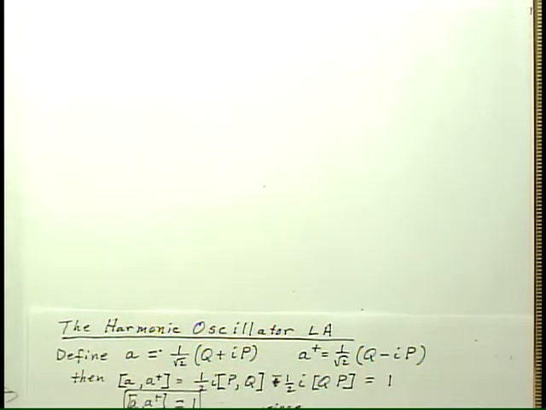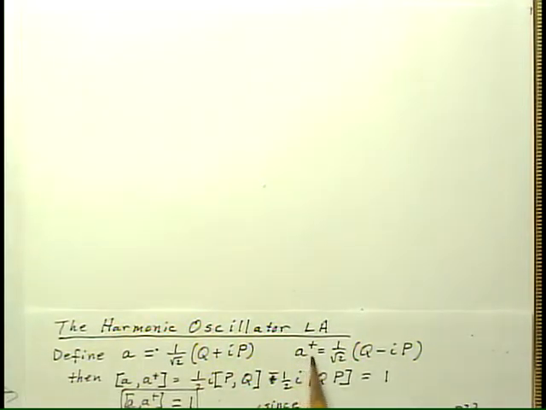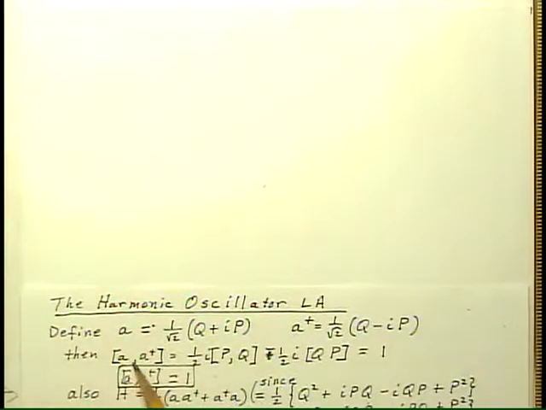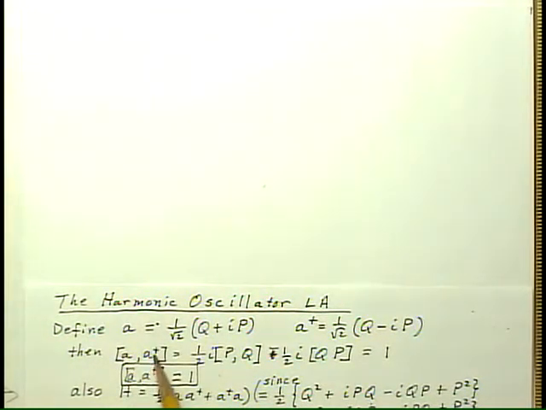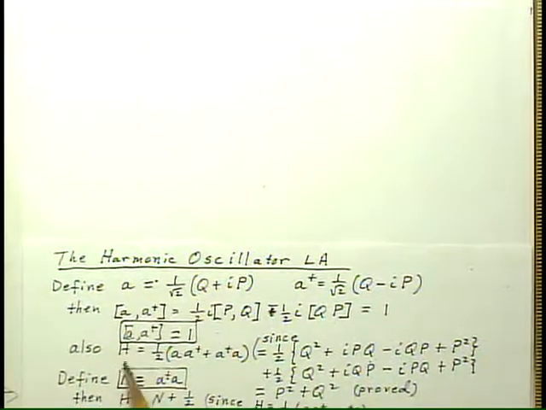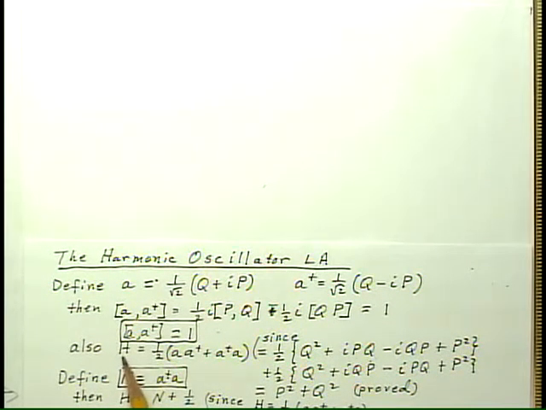Now those are the definitions. In terms of those definitions, we define an operator A, which is by definition 1 over the square root of 2 times Q plus IP, and A dagger, 1 over the square root of 2 times Q minus IP. We then find the commutation rules between the A and the A dagger, and very quickly are able to show that their commutation rule is 1 between A and A dagger. We're also able to show that this H operator, which is 1/2 P squared plus Q squared, is 1/2 of AA dagger plus A dagger A. And we go through and actually work this out.